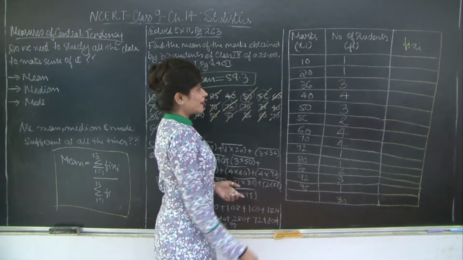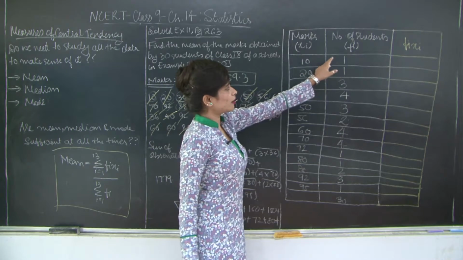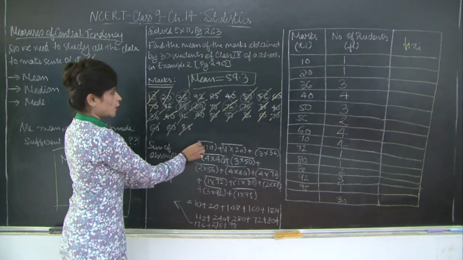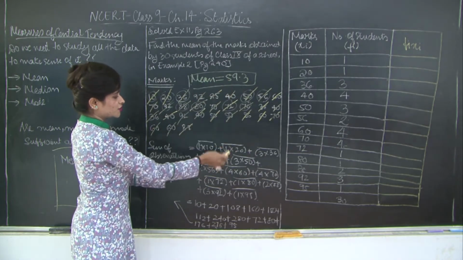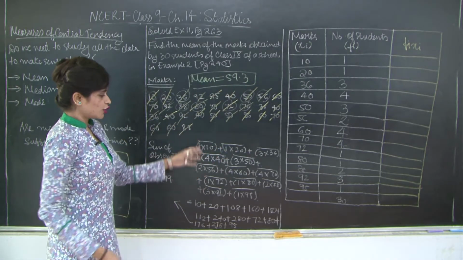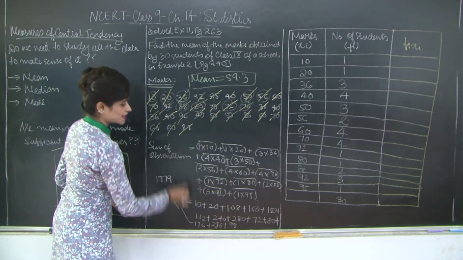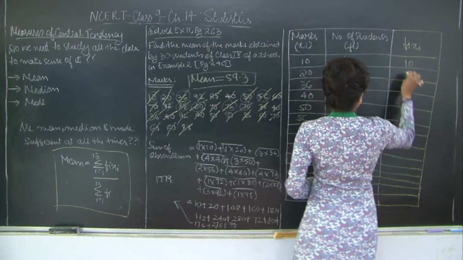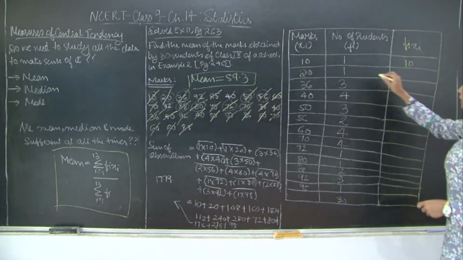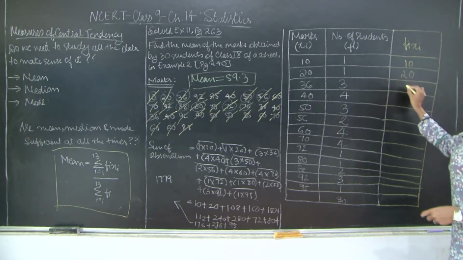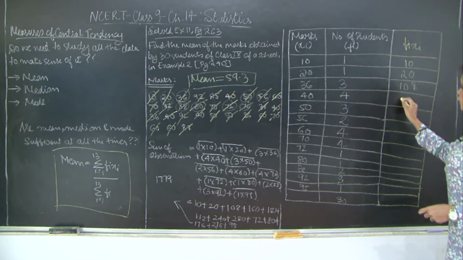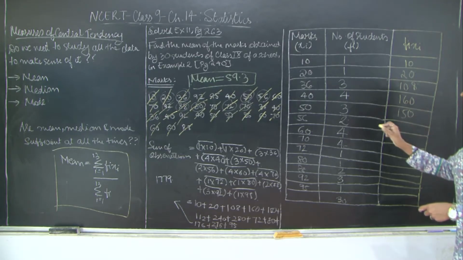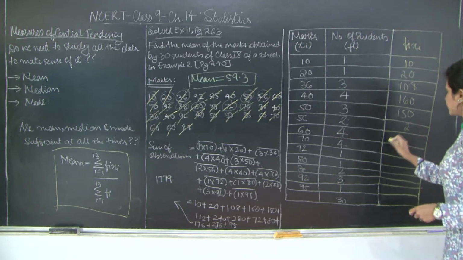So now what do you get? Fi xi is nothing but 1 into 10, 1 into 20, 3 into 36, and so on. So you will not even have to write, you can skip this entire step. So let's just fill this column. 10, 1 into 10, 10, 1 into 2, 20, 3 into 36, 108, 4 into 40 is 160, then 50 into 3 is 150, then 2 into 56 is 112.